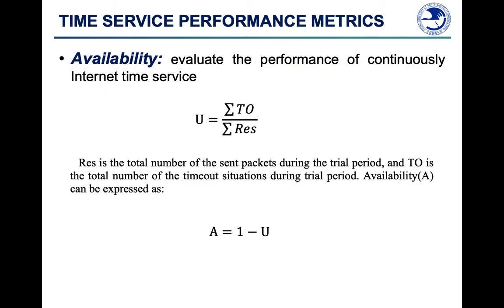To analyze the performance of time service from different time service providers, we propose 3 metrics. The first is availability. Availability is used to evaluate the performance of continuous Internet time service. The metric measures the availability of time service as the equation below.